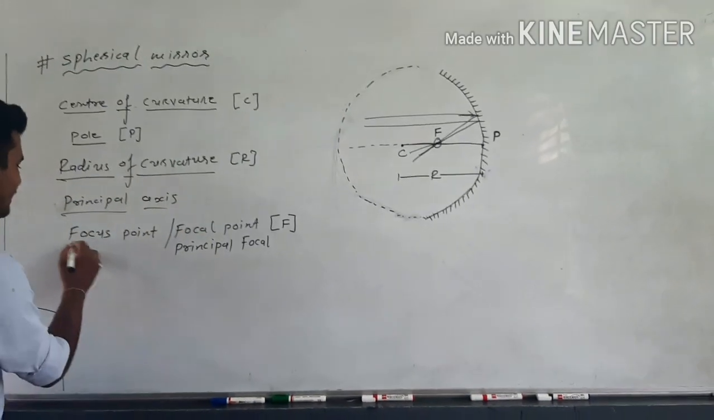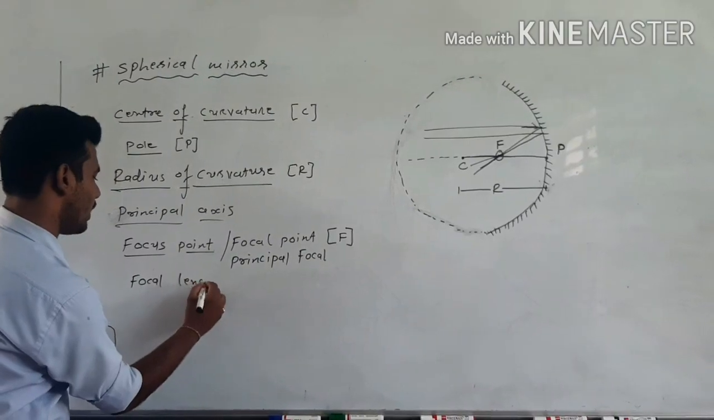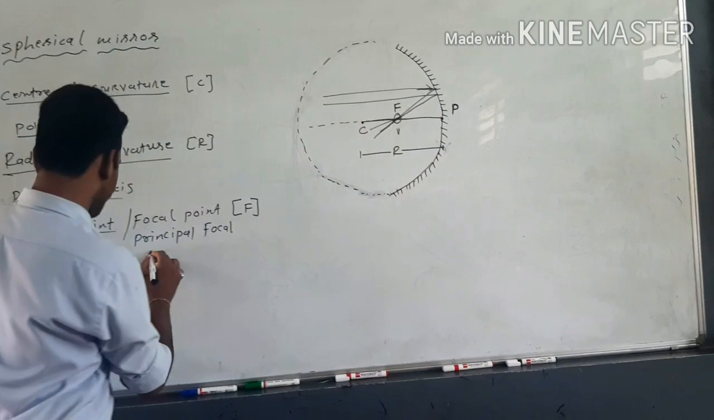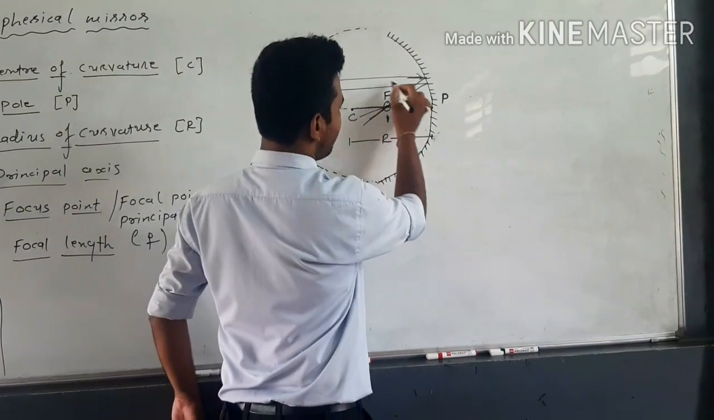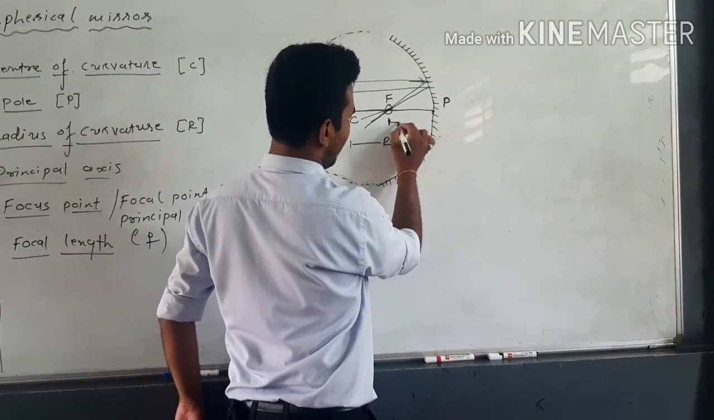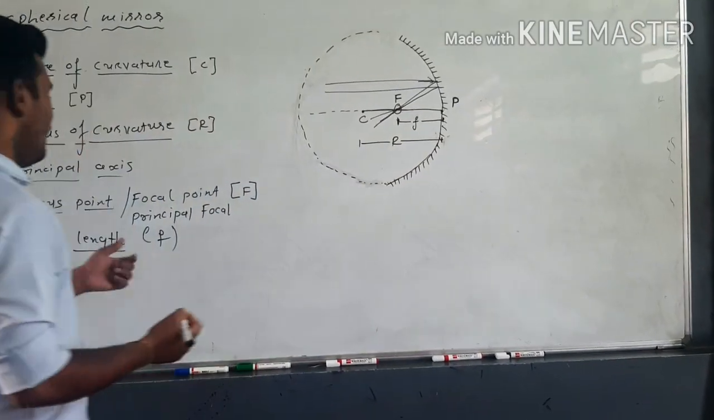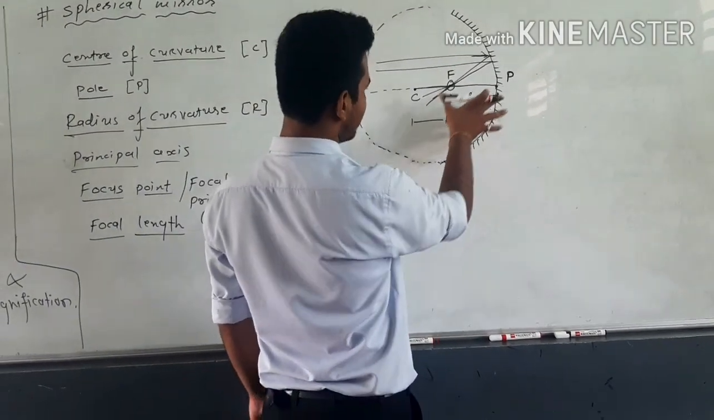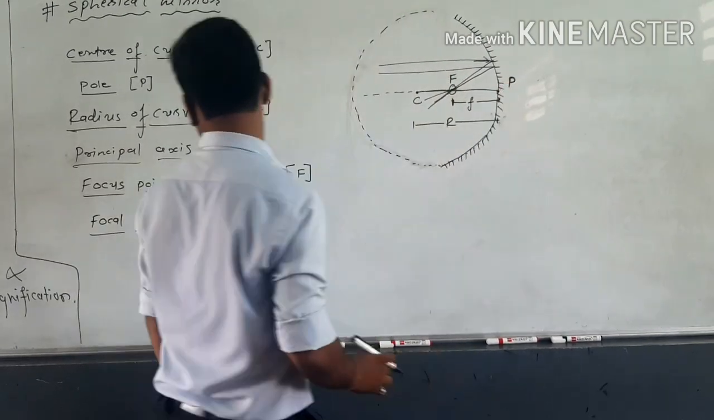Okay, after understanding this, now we will have what is called focal length. Now what is focal length? Simple. Focal length is noted as small f. It is the distance between principal focus and pole P. So the distance between principal focus F and pole P is called focal length f, right? So this way we will get focal length, radius of curvature, center of curvature, principal focus, principal axis and pole P.